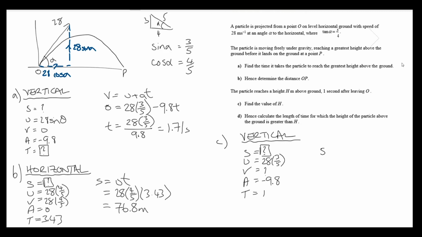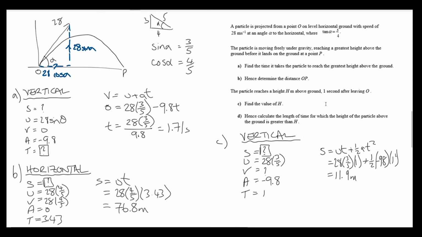So how high off the ground will this particle get in 1 second? The formula to use here is s equals ut plus half at squared, and then we'll just substitute our values in. So we have our initial velocity, 28 times 3/5, time is 1, that's an easy one to substitute in, and obviously our acceleration. Into the calculator, that gets us 11.9 meters. After 1 second, this particle will be 11.9 meters off the ground.